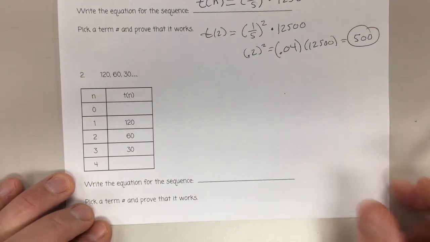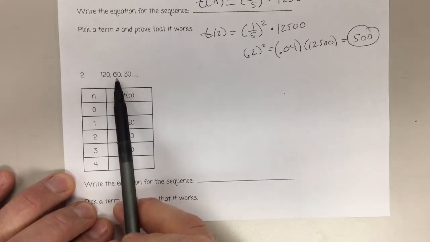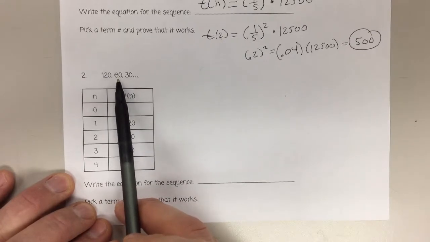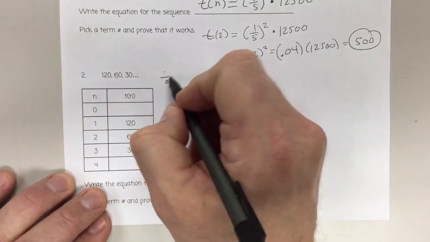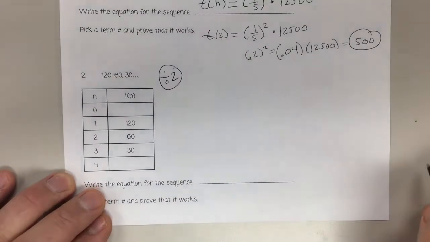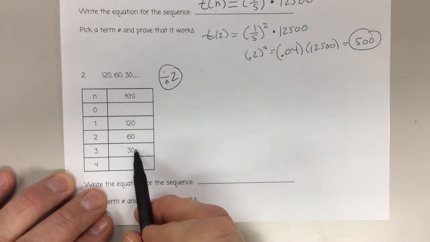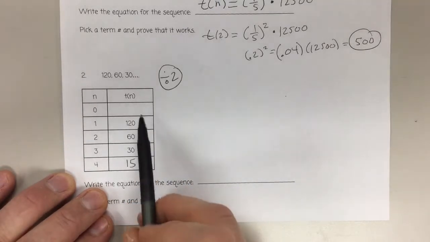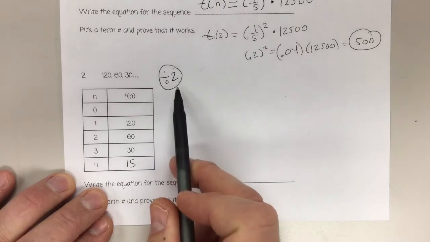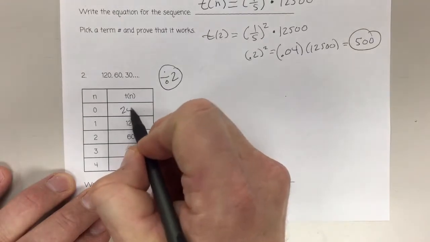For our second example, you'll notice that to go from 120 to 60 is divided by 2. And going from 60 to 30 is also dividing by 2. So our multiplier is divide by 2. To find the next term in the sequence, I would take 30 divided by 2 and get 15. To get the 0 term, instead of dividing by 2, I do the opposite and multiply by 2. 120 times 2 is 240.